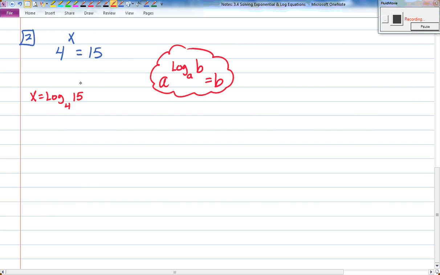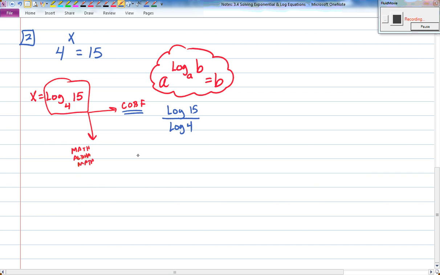Okay, so the question then is, this is the exact answer, but how do I evaluate log base 4 of 15? Well, we're going to use our calculator to help us out. You have two options here. You can use the change of base formula, or you can use math alpha math, if you have the fancier calculator, the newer versions, okay? So either way, you're going to get log 15 divided by log 4 if we use the change of base formula. Or you could use math alpha math in your calculator, you can get that as well.